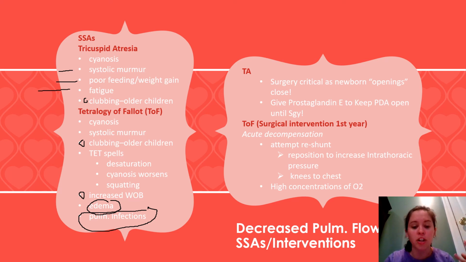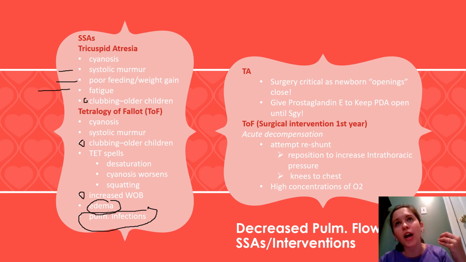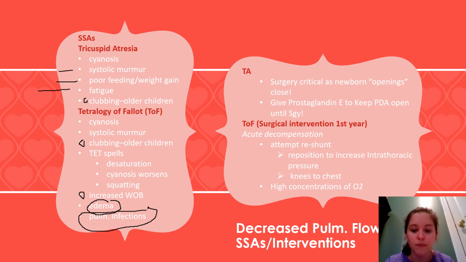In addition to that, we can also do reshunting, so that means knees to chest to try to change our thoracic pressure to try to shift our flow of blood back to normal and try to help that blood go into the left side of the heart and out into the body instead of trying to reshunt back into the right ventricle. But ultimately, they're going to have surgery to repair all 4 defects as well.